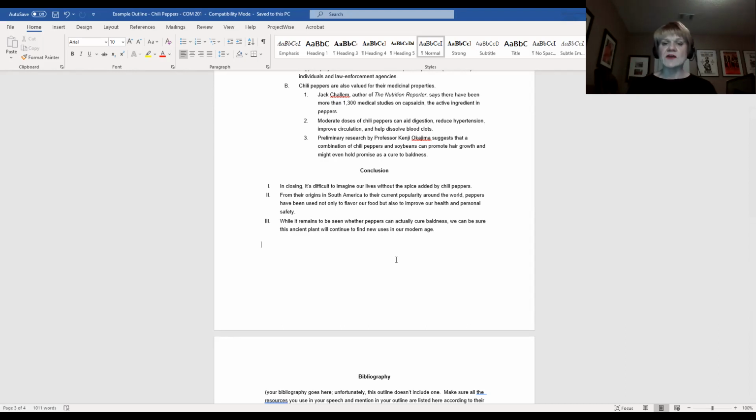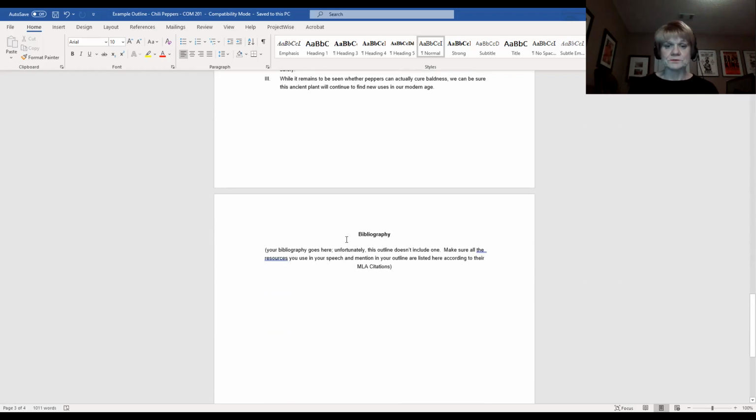From their origins in South America to their current popularity around the world, peppers have been used not only to flavor our food, but also to improve our health and personal safety. See, I'm reminding you of a couple of things we talked about in the speech. While it remains to be seen whether peppers can actually cure baldness, we can be sure this ancient plant will continue to find new uses in our modern age. You go out with that note to grow on, basically. Ta-da! That's the end of my speech.